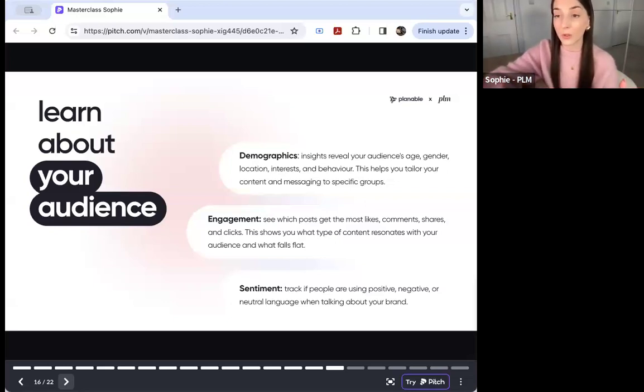But your metrics allow you to understand your demographics, which are your audience on paper. If every follower is just a stat, which we know they are much more than, but if we do reduce them to a number, your demographics can help you tailor your content and your messaging to specific groups. Your engagement: you can learn much more about your audience by analyzing your engagement. You can see which posts get the most likes, the most comments, the most shares, and the most clicks.